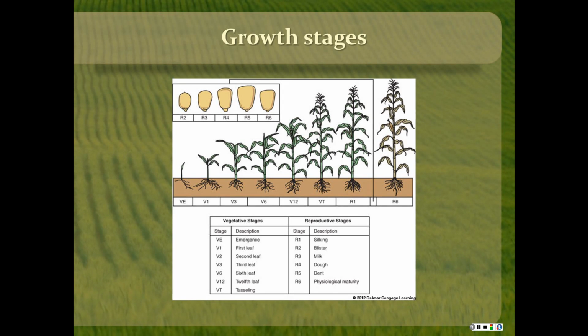And sometimes they'll mention stages of weeds as well, that maybe it won't kill the weeds after the seedling stage or something like that. So growth stages are important to know.